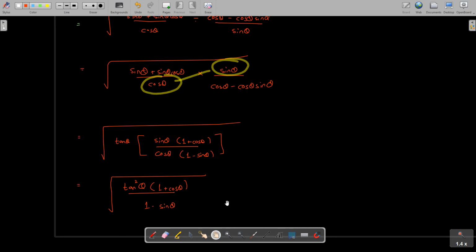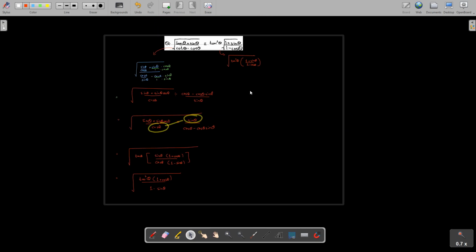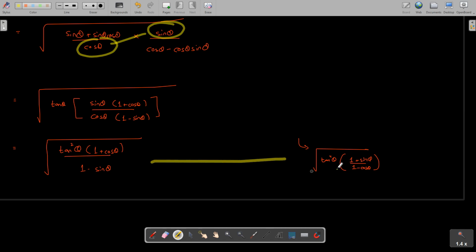Okay, so let's compare this with our expression, and if you notice, we experimented with it like this, right? So let's compare it with this. As you can see, we have a tan power 4 theta over here. Meanwhile, we have a tan squared theta over here. And we have a 1 plus cos theta over here. Meanwhile, we have a 1 plus sine theta over there, right? So yeah, that's concerning, isn't it?